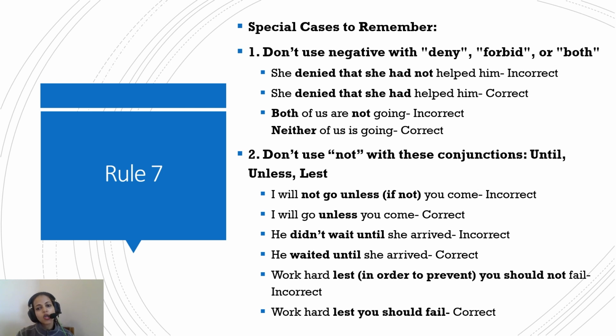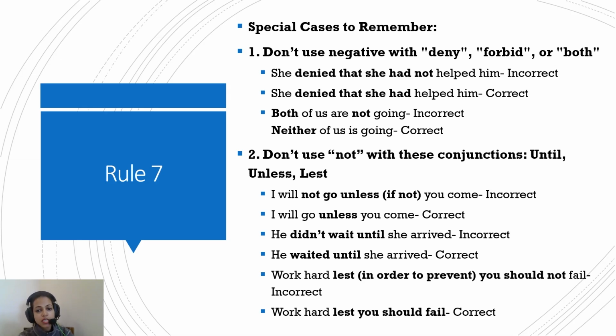So, she denied that she had not helped him. Denied and not helped him is a double negative, and hence the statement is wrong. She denied that she had helped him. Here the sentence is trying to say that the person who's being asked is saying that she has not helped the other person. So she's just denying helping the person. If you say she's denying not helping, that means she's saying she's helped. So it's completely distorting the meaning of the sentence. Deny already is negative, so it should have a positive following it and not negative. Okay, so she denied that she had helped him. That means she has not helped him.